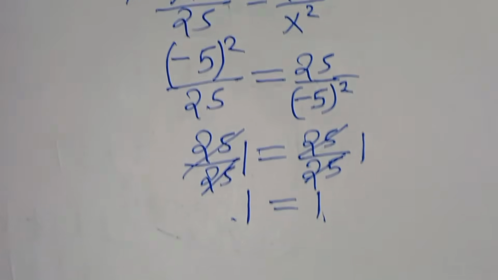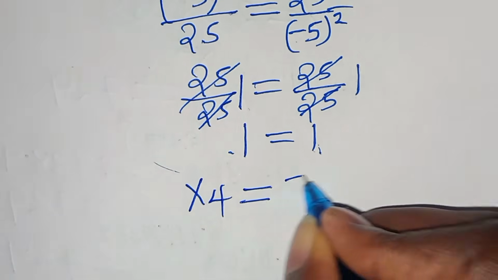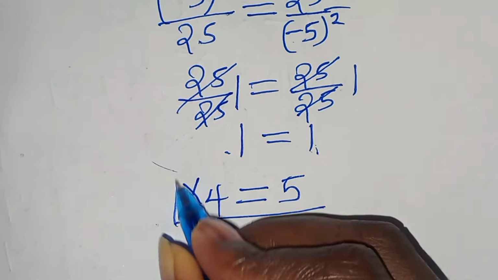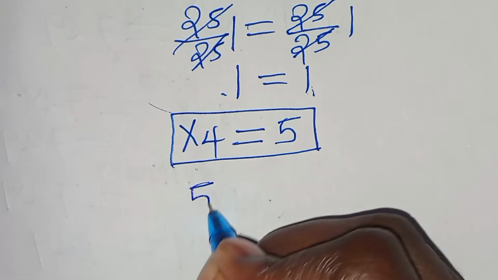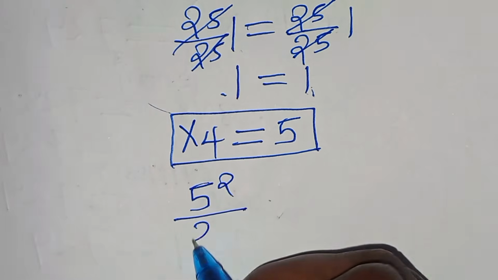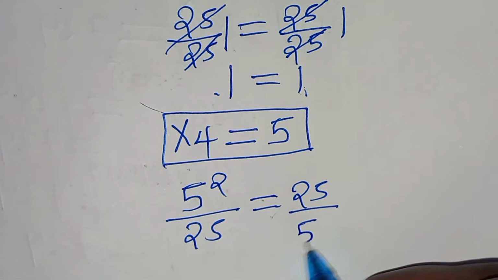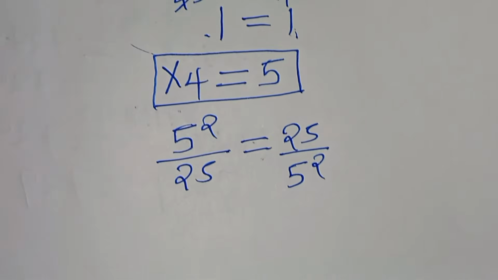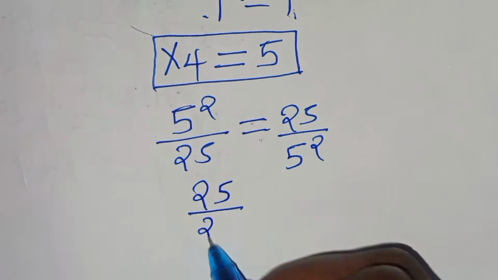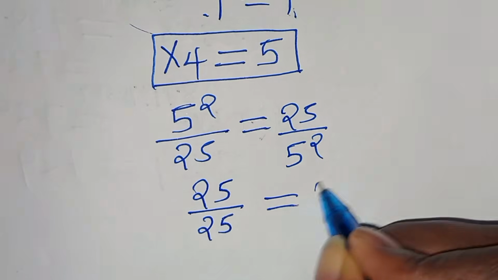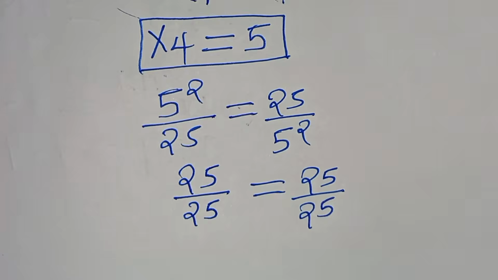So let's check x4. x4 here is equal to 5. Now, we have 5 squared divided by 25. This is equal to 25 divided by 5 squared. So 5 squared is 25, divided by 25. This is equal to 25 divided by 5 squared, which is 25.